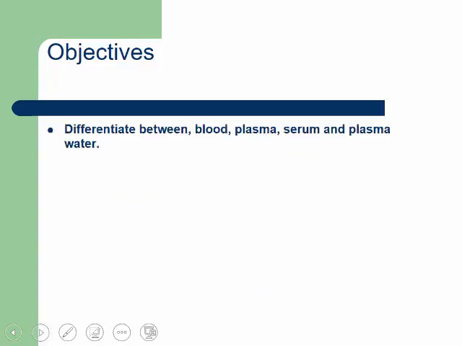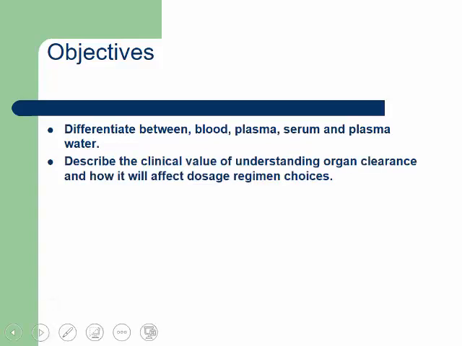Even more objectives. You'll be able to differentiate between blood, plasma, serum, and plasma water. You probably can already do that from being in anatomy and physiology. Describe the clinical value of understanding organ clearance and how it will affect dosing regimen choices. I think you already know how clearance will affect dosing regimen choices, don't you?